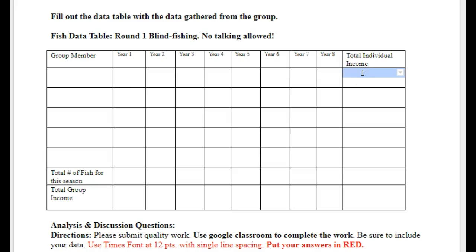And then I need you to put how much money you made. So across this way is how much money you made. Coming down this way is the group. So how many total fish did you catch for that season? And what was the profit for the group? The winner is going to be the person with the highest total over here in this column.